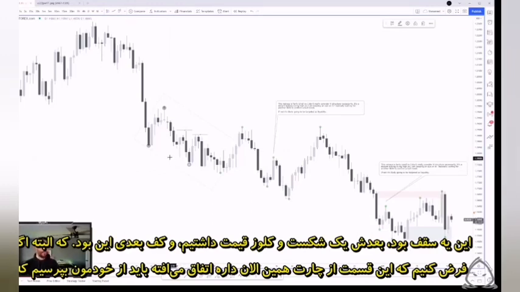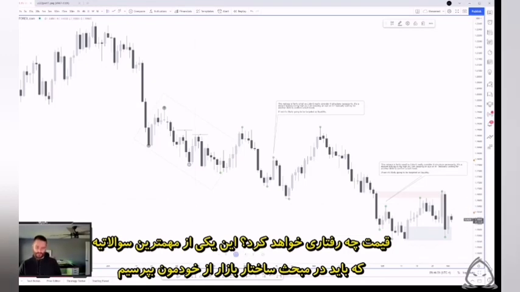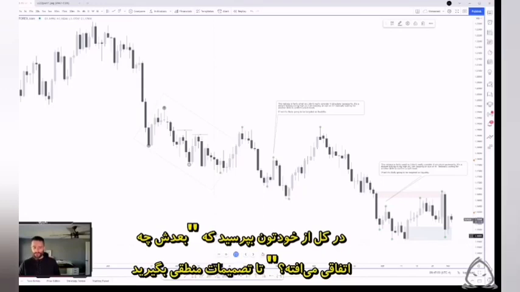But then we start to ask ourselves, what's going to happen next? And I think that's one of the most important questions when it comes to looking at market structure or even supply and demand zones, is just really asking yourself what happens next so that we can make a logical trade decision.